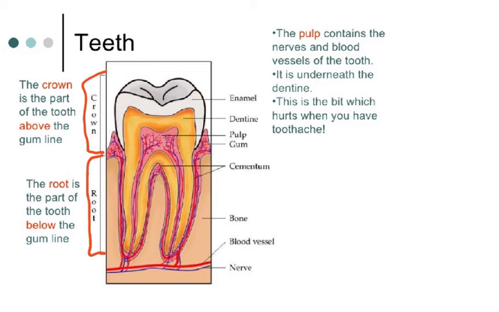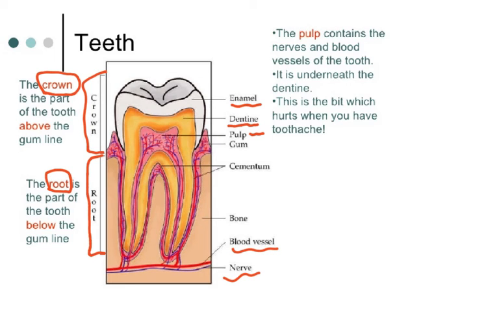So the crown and the root, this is what we have to remember. And the root is the part which is below the gum line. Then the outermost area is called the enamel, which is dead and does not contain any living cells. And then we have the dentine, and then we have the pulp or the pulp cavity. And inside the pulp cavity are the nerves and the blood vessels.